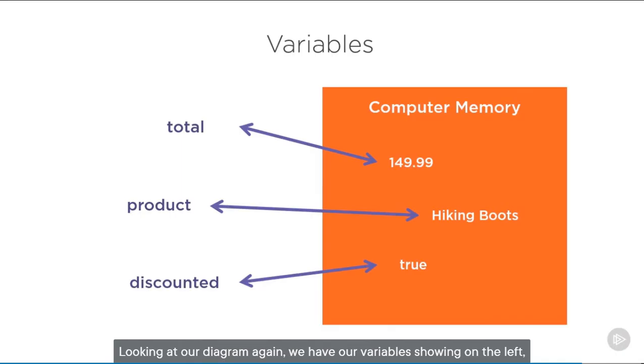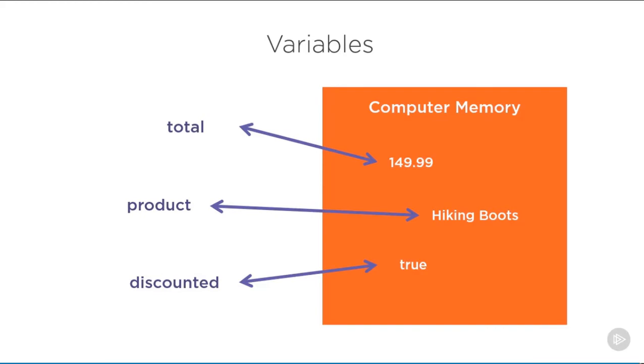Looking at our diagram again, we have our variables showing on the left, and JavaScript knows all about these now. JavaScript keeps track of the memory locations and can pull up their values. In the next clip, we'll pull up Visual Studio and we'll start creating our own variables.